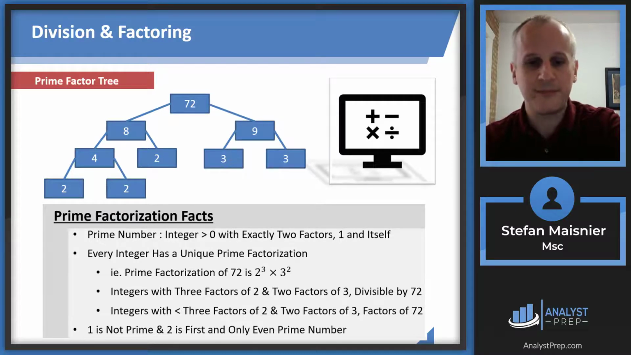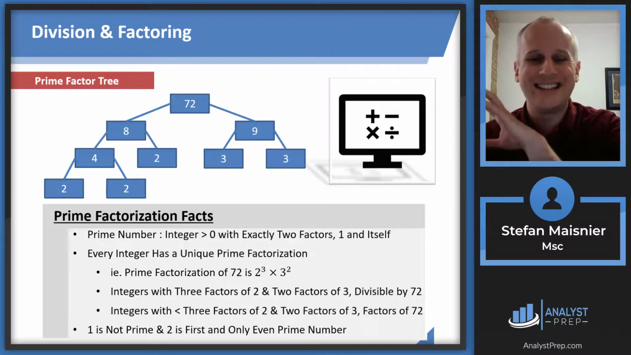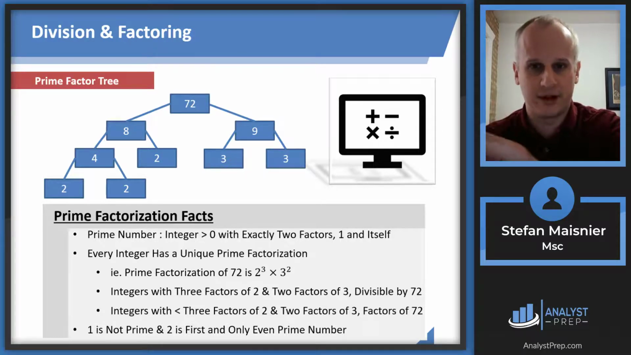so therefore the integer itself that is comprised of exactly 2 2's and 1 3, 12, will divide evenly into 72. We also know that 1 is not prime, and 2 is the first and only even prime number, as we already stated, because any other even is going to be divisible by 2, so only 2 is prime as far as evens go. And 1 is a unique case because 1 only has a single factor. It doesn't have 2. It's got just itself, so it is technically not prime.